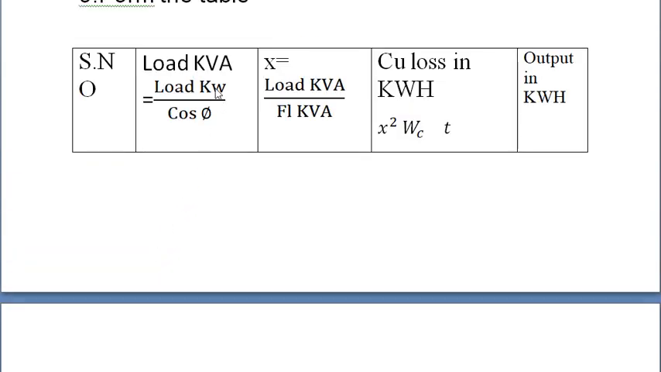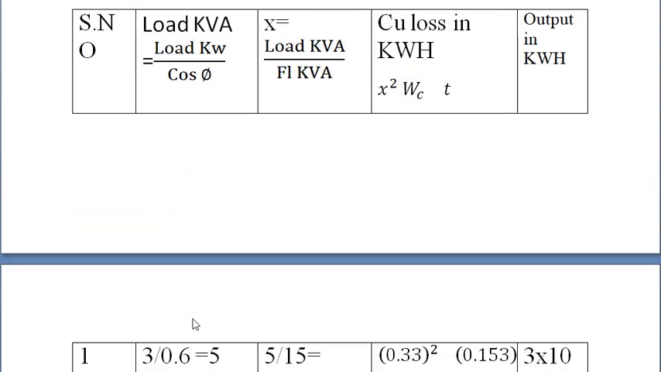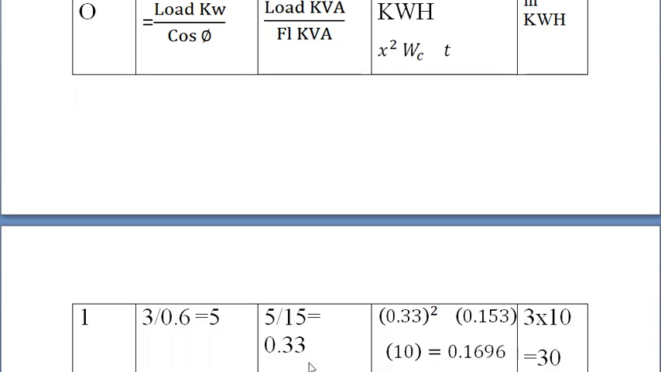So we want to know what is the load kVA. The load is mentioned in 3 kilowatts, but we want kVA of the load. So for that, what we did is we divide the 3 by the power factor at which it is operating, that is 3 by 0.6, then you will get 5.